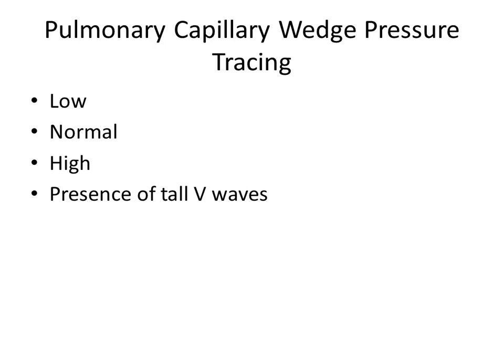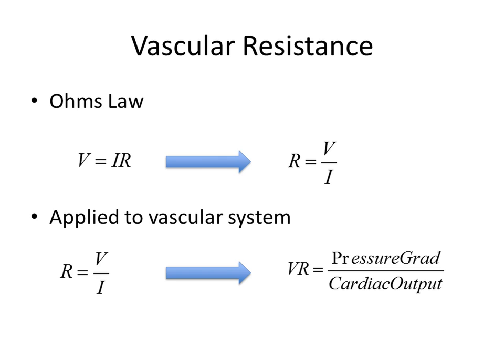So one of the key things is looking at vascular resistance, both in the systemic bed and in the pulmonary bed. And so vascular resistance really comes from Ohm's law, which relates a voltage to a current and resistance. If you solve for the resistance, you get a voltage over the current. If we apply that to a vascular system, vascular resistance is equal to the pressure gradient, so the voltage, and then the current is similar to a cardiac output.